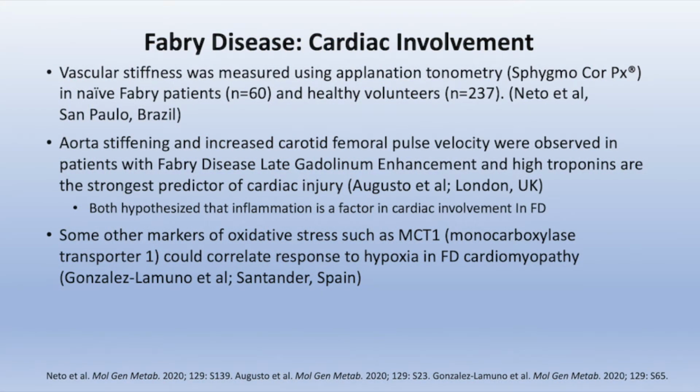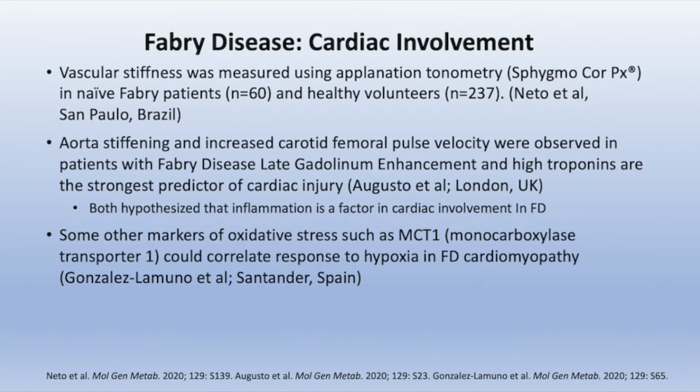So the Brazilian group, Neto et al., looked at the stiffening of the arteries, and they used a device and measured the arterial tone in untreated patients with Fabry disease, and then compared them to controls, among 60 patients with Fabry disease and about 237 controls. More than half of these patients with Fabry disease have both aortic stiffening and increased femoral pulse wave velocity.